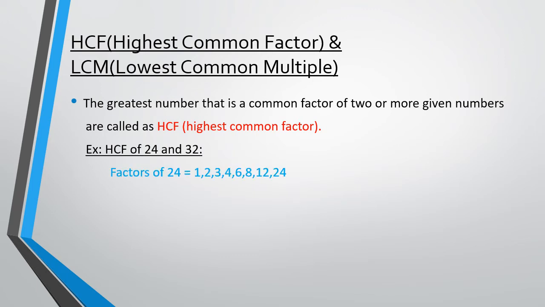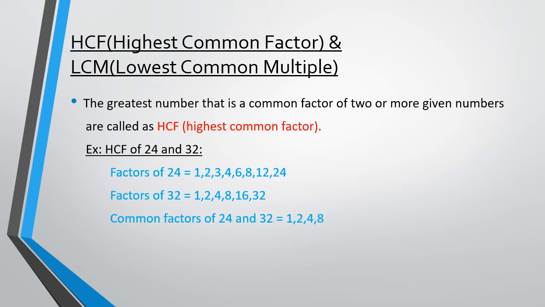Now factors of 24 are shown here, alright, and factors of 32 are also shown here. Now among these two lists of factors, what are common, children? Here we have 1, 2, 4, 8. Here also we have 1, 2, 4, 8. So these are the common factors of 24 and 32. Now among these, which is the highest factor? The highest factor among these is 8. So the highest common factor of 24 and 32 is 8.